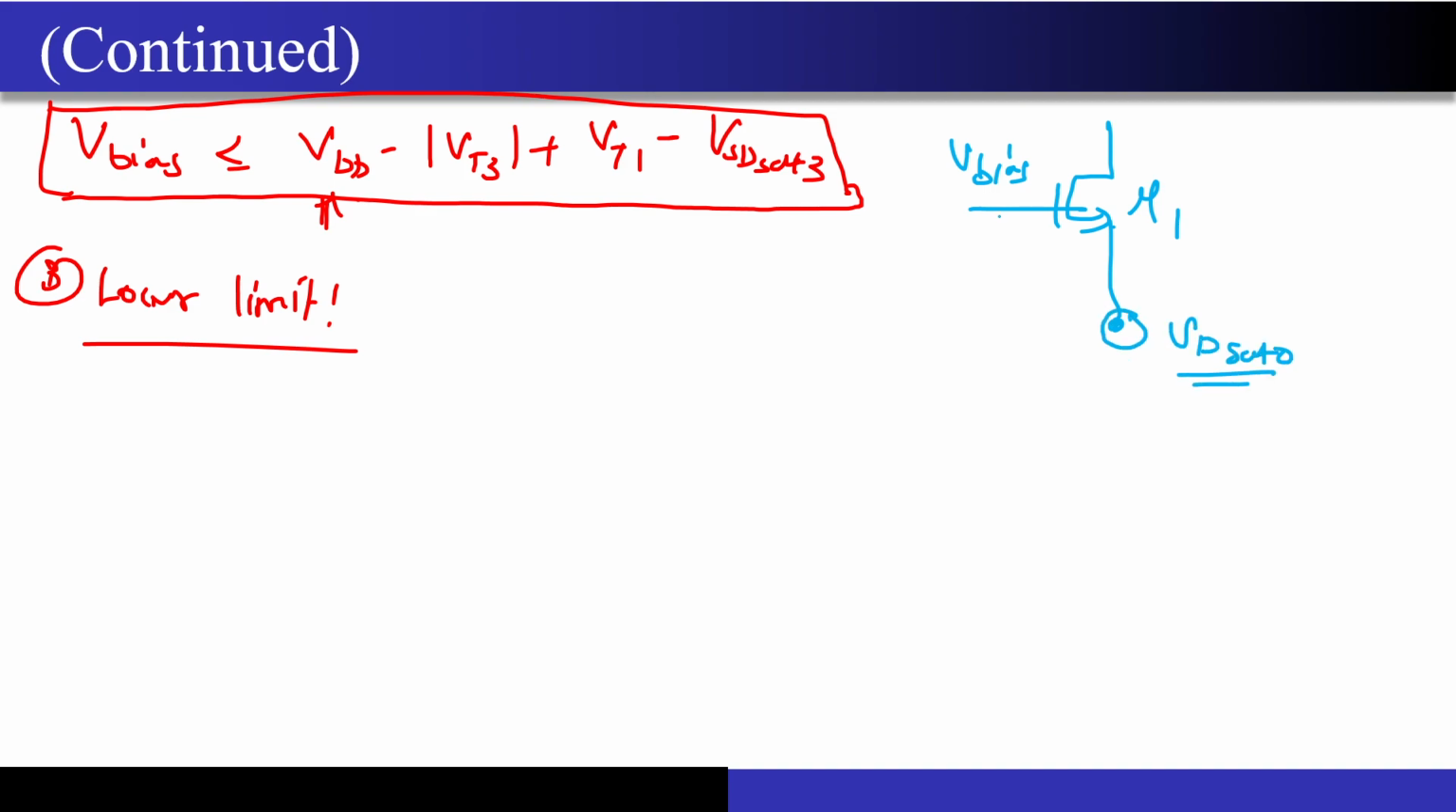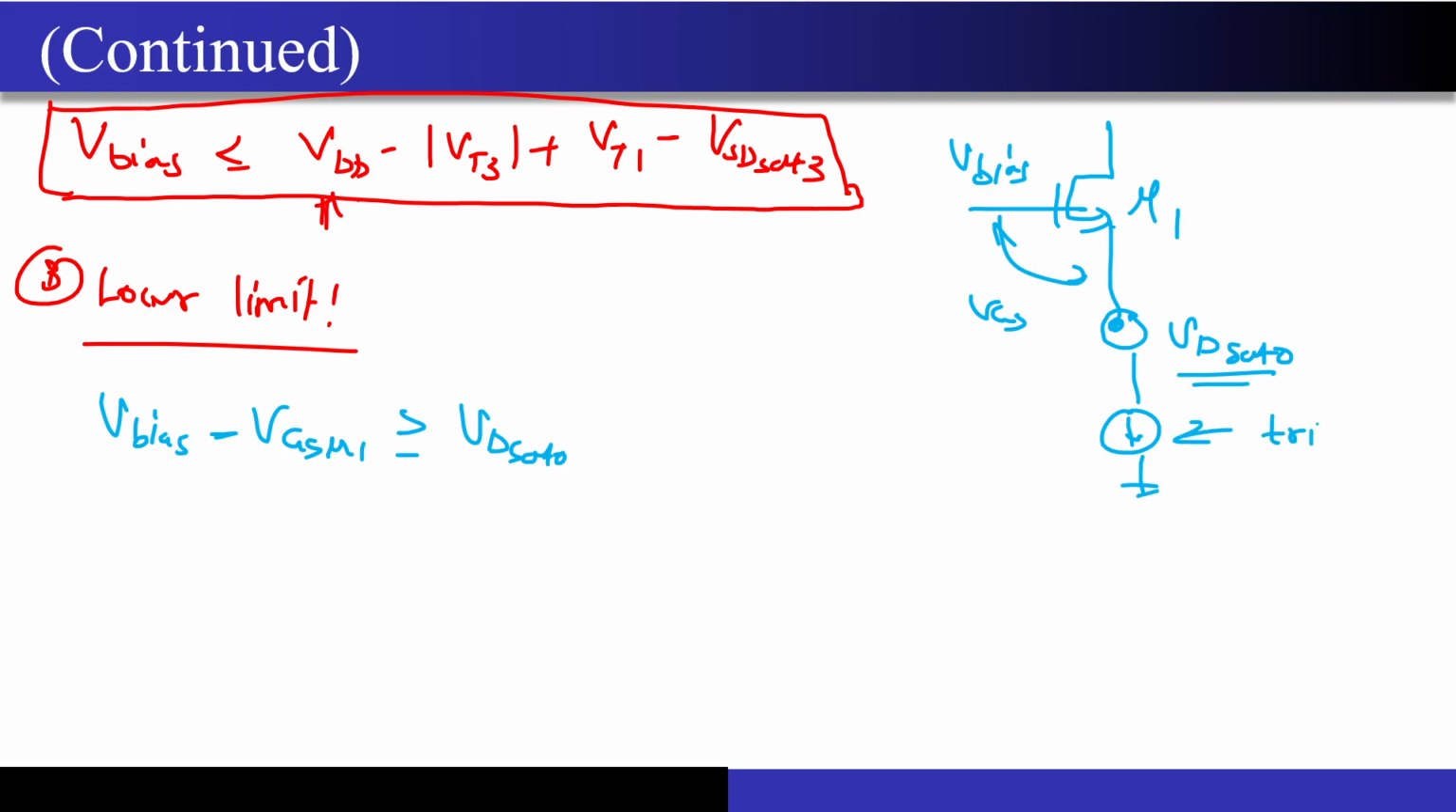Correct? Now, what is the condition now? So basically V bias minus VGS of M1, correct? It has to be greater than or equal to VD-SAT 0. If this condition does not persist, then the MOSFET, the tail current source that you are seeing over here, will go into the triode region. It needs VD-SAT 0. Correct? It needs at least VD-SAT 0. So now VGS, so now what I will be doing is, I can again write V bias as what?